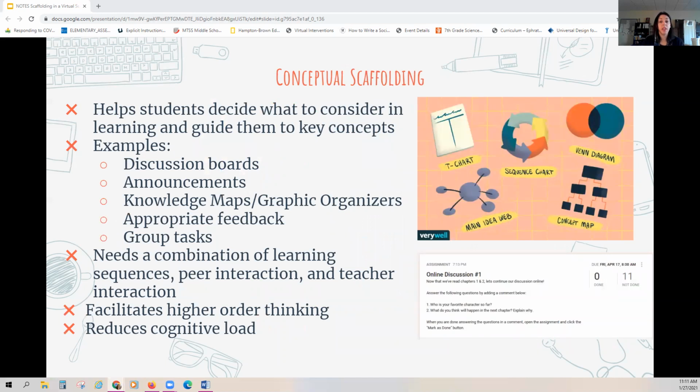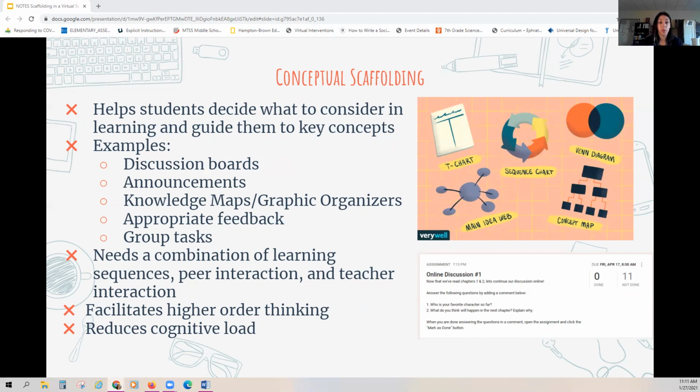Conceptual scaffolding, I believe, is the one where we as teachers feel very comfortable with doing. It's when we help students decide what to consider in learning and guide them to those key concepts. Up on the slide here, you can see a list of examples. Discussion boards or announcements give the students a heads up on what's to come.